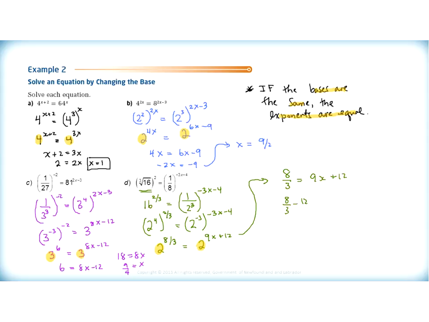8/3 subtract 12 is equal to 9x. 8/3 subtract 12 is 36/3, equals 9x. 8 subtract 36 is 28, and it's a negative 28/3 equals 9x. And I want to get x by itself, so I'm going to multiply both sides by 1/9. And I get an answer of negative 28/27 equals x. Negative 28/27. There's my final answer for x.